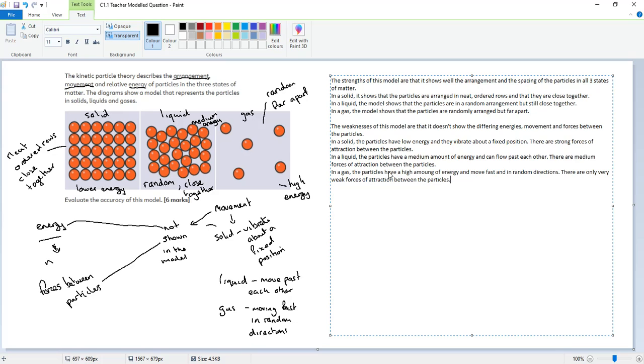Right, so we're almost there now. We've made all the major points, but as a last thing, when we're evaluating something, we need to write a conclusion. So we're going to write a conclusion about whether it's accurate or not. So what I'm going to say is this model is accurate for the arrangement and spacing of the particles.